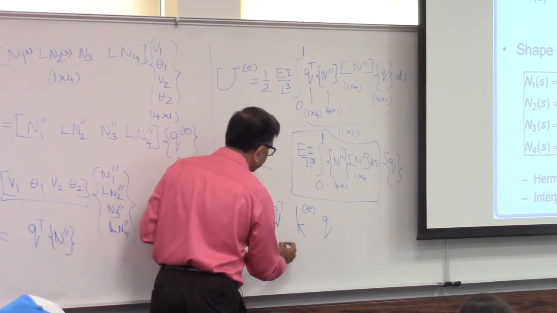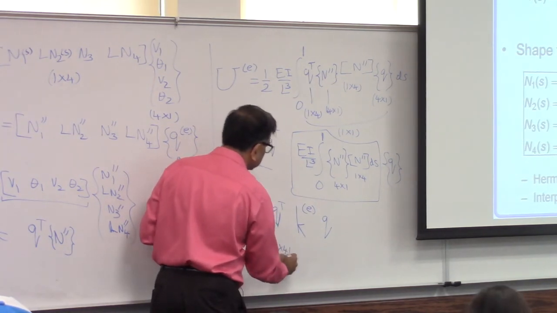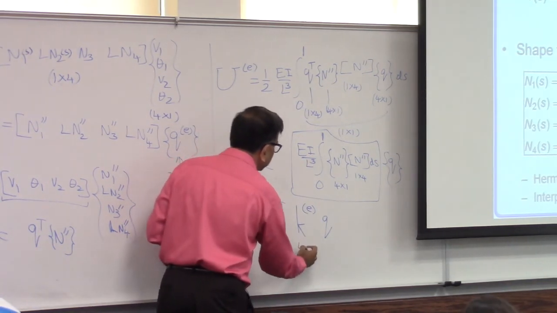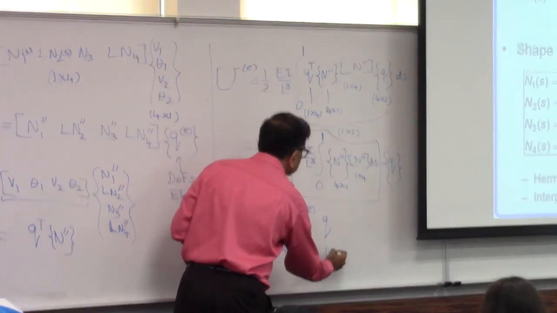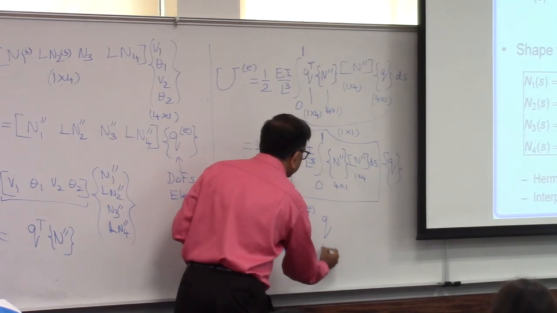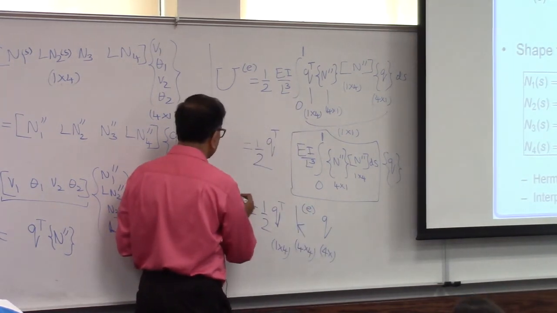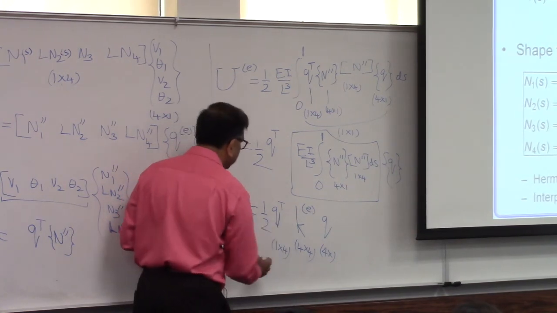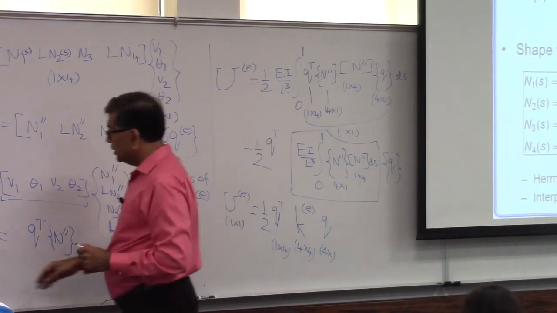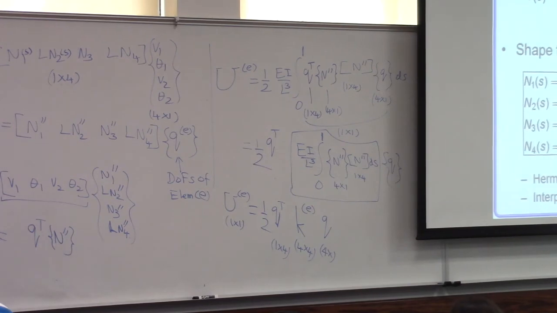This is the 4 degrees of freedom of the element written in a row form. This will be a 4/4. That's called element stiffness matrix. This is again degrees of freedom. Of course, UE is a 1/1 scalar number, where KE is called the element stiffness matrix of the beam element.